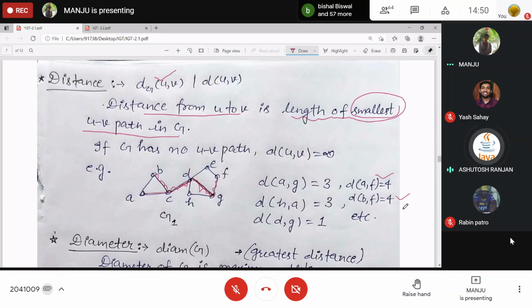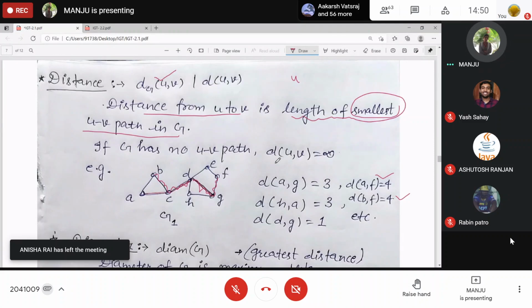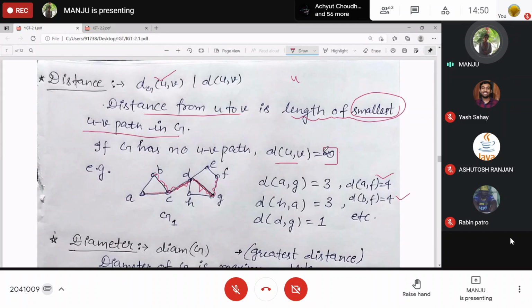Yes, ma'am. Now it is possible that G is disconnected, right? If there is no U to V path, U is in some component and V is in another component, then you cannot find any U to V path. Then the distance between U and V is infinite because we are not able to find a path. Okay?